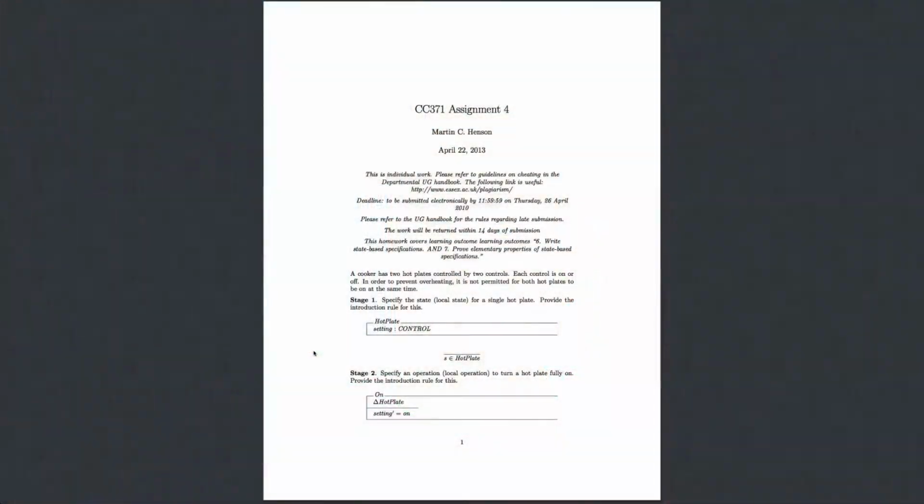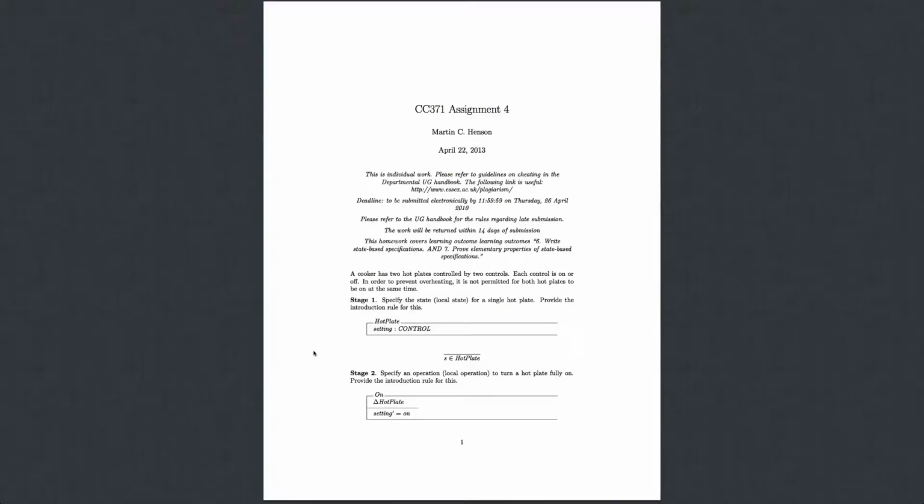It's feedback from the last of 4 assignments that the students undertook during the semester. An overview of the solution to assignment 4. A cooker has 2 hot plates controlled by 2 controls. Each control is on or off, and in order to prevent overheating, it is not permitted for both hot plates to be on at the same time.